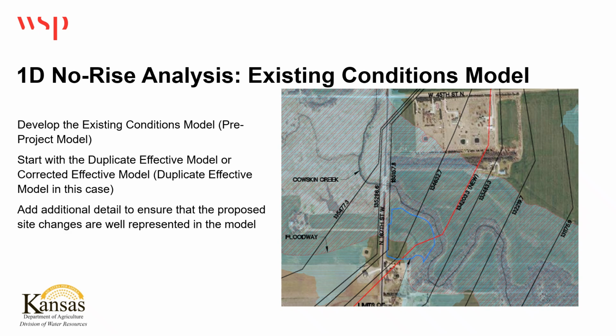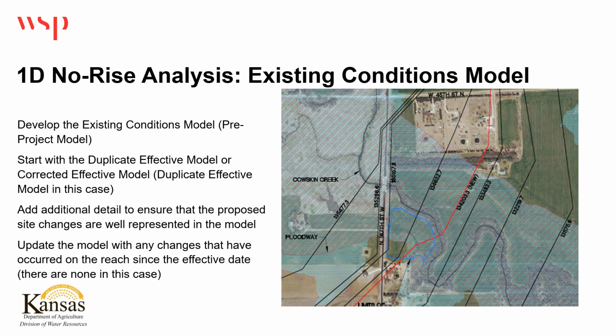We need to add any additional detail that we may need to properly represent our proposed development into the existing conditions model. We do it in the existing conditions model so that when we get to our proposed conditions model and make the changes, and we're comparing back to this existing conditions model, we have cross sections that line up, so it's easy to see if we meet the no-rise criteria.